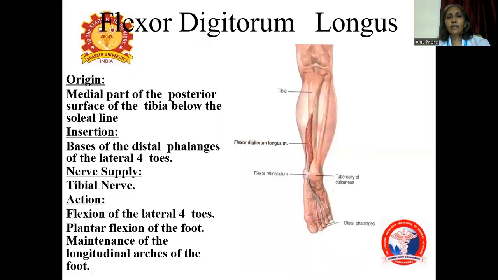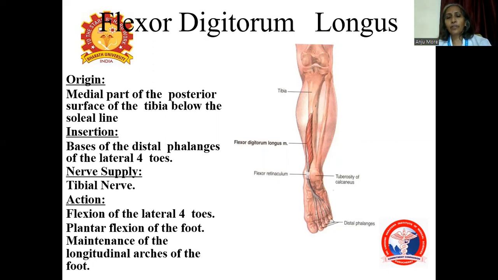Next muscle is flexor digitorum longus. The muscle originates from medial part of the posterior surface of tibia below the soleal line. It is inserted into the bases of distal phalanges of lateral four toes. The nerve supply is tibial nerve. The action of flexor digitorum longus is flexion of lateral four toes, plantar flexion of foot, maintenance of longitudinal arch of foot.